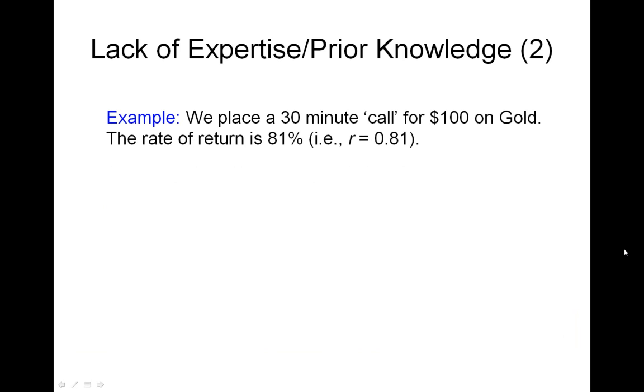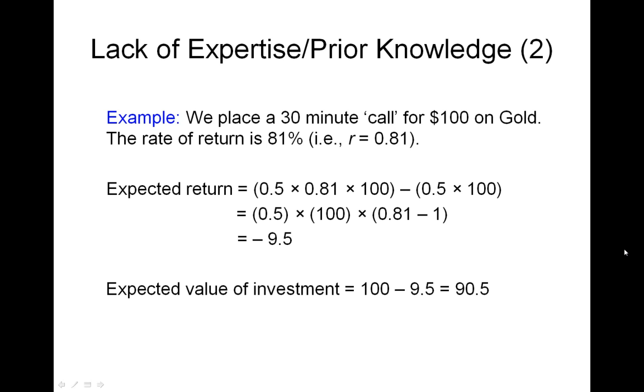Let's take a look at the example where you place a 30-minute call for $100 on gold and the rate of return is 81%. That is to say that R is 0.81. What this means is that the current value for gold is $100, and we place a call option, which is to say that in 30 minutes we think that the value of gold will be more than $100, and the rate of return is 81%. The expected return here is negative 9.5, which means the expected value of our investment is 90.5.